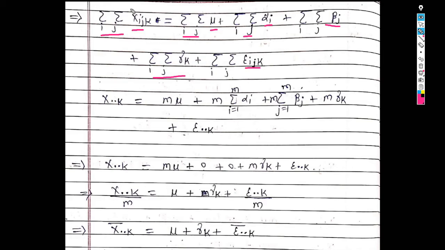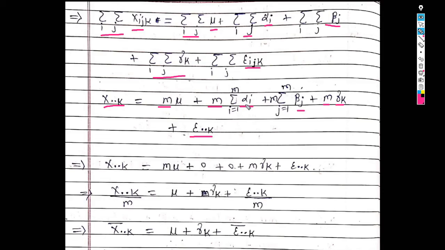Now when we take the summation over i and j of x ijk, we get the kth treatment total, that is, the sum of observations of the kth treatment. Since mu is a constant, the summation can be written as m into mu, plus m times the summation over i of alpha i, plus m times the summation over j of beta j, plus m into gamma k, plus the last term, which can be written as epsilon dot dot k.